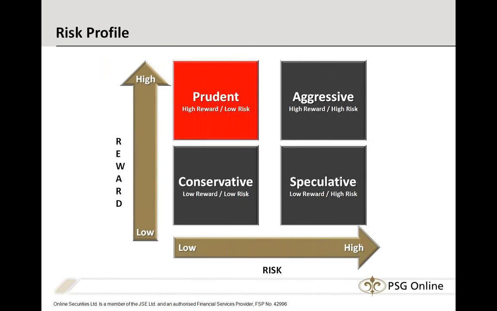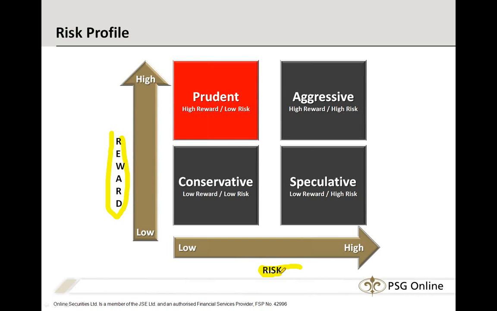On the vertical axis, if I can just get my pen here, we've got the reward, okay, and on the horizontal axis we've got risk. So there's a trade-off between obviously returns and risk. The higher the potential returns, the higher the potential reward, obviously the higher the potential risk. But you see that I've got prudent colored red, and that's the quadrant you want to be in. From an investment point of view, you want to be a prudent or wise investor. You want to go for high rewards or high returns, but at low risk.